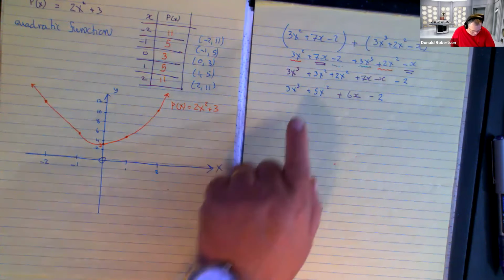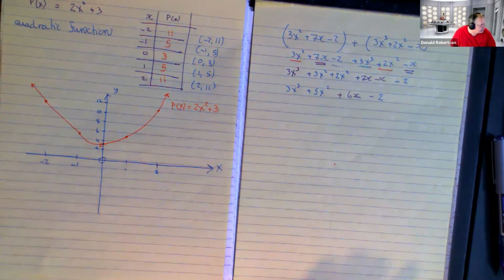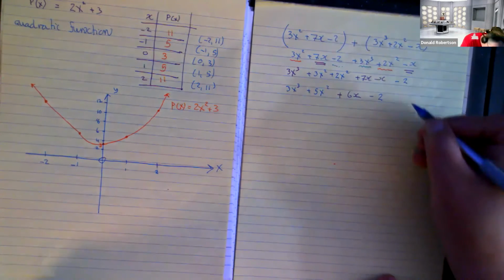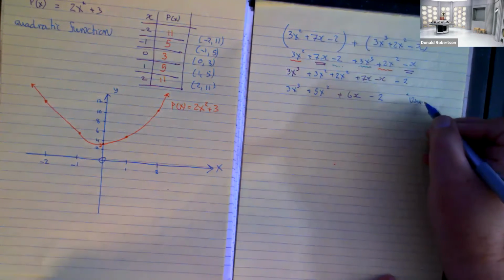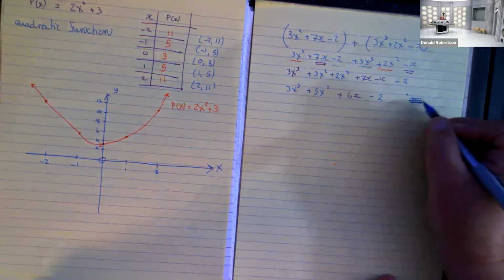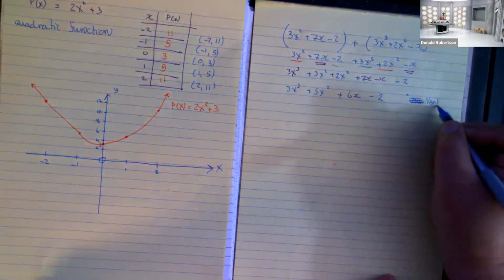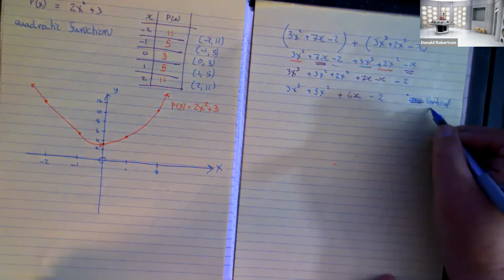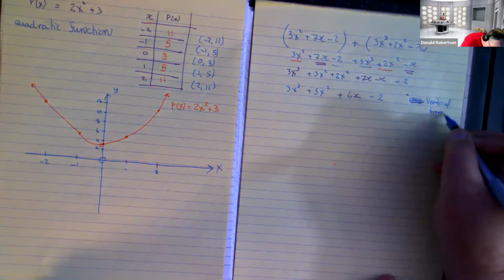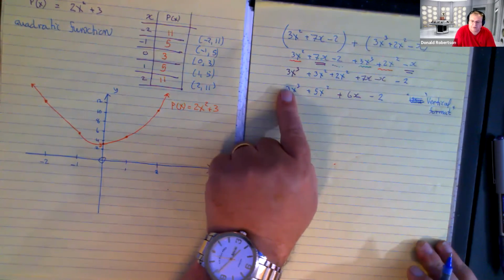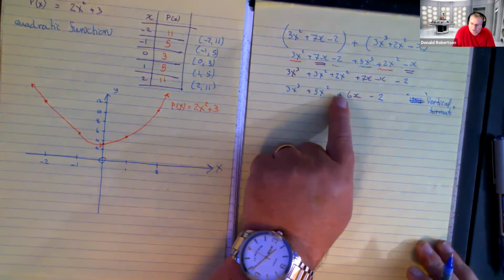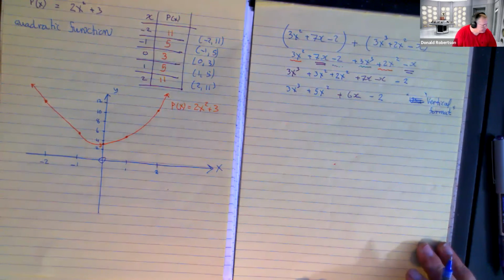And you normally do it from biggest to smallest, which they call, it's an unusual term, but this is what they call it, the vertical format. So the vertical format just means biggest power, next power of x, next power of x, finish with the smallest.